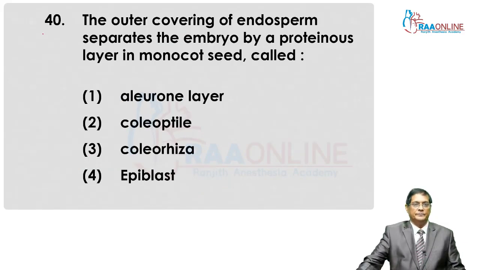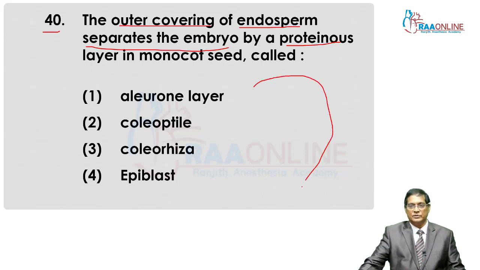Question number 40. Outer covering of endosperm that separates the embryo by a proteinous layer. Let's see the LS of maize grain. Maize grain is actually a one-seeded caryopsis fruit. This is a maize grain LS.